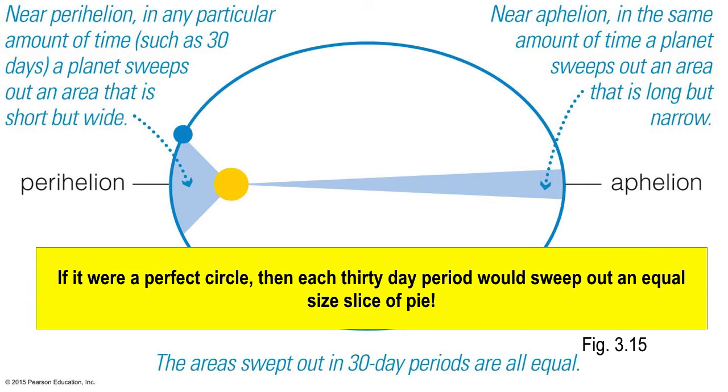Side note, and you can think about this if you want. If the orbit were a perfect circle, A equal to B, every angle symmetric, each 30-day period would sweep out an equal size and equal shape. Exact same. So you'd have, for the Earth's orbit, 12 equal pieces of pie, and they'd be identical to each other. 30 days. Any 30-day period on a perfect circle, like for Earth, the Earth is so close to a perfect circle. And those pie slices look really, really identical.